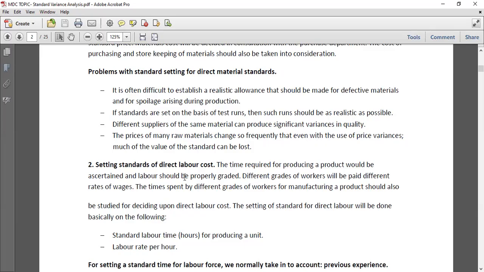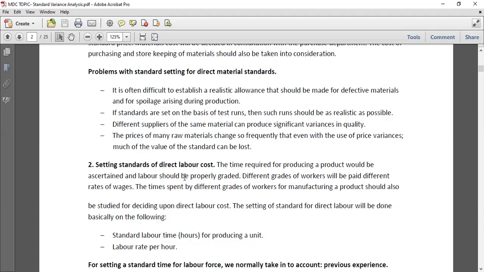Labor is a key factor of production, okay? Now, understanding that, let us ask ourselves, what do we exactly do when we are setting the standard for labor? For labor, the things that we are looking at are the hours that labor takes to produce a single unit of a product, as well as how much per hour labor costs us, basically your labor rate per hour, okay? That is very key for you to understand.